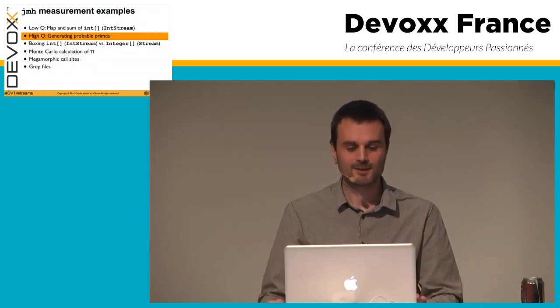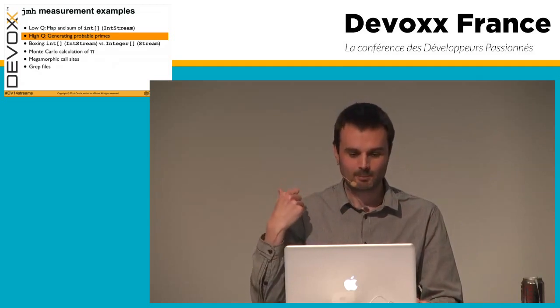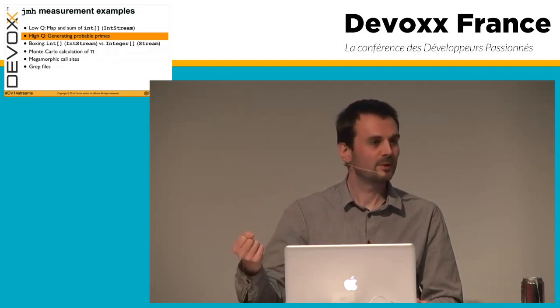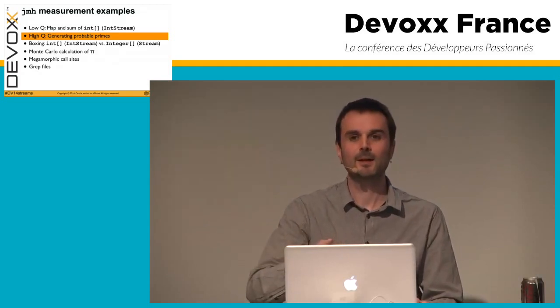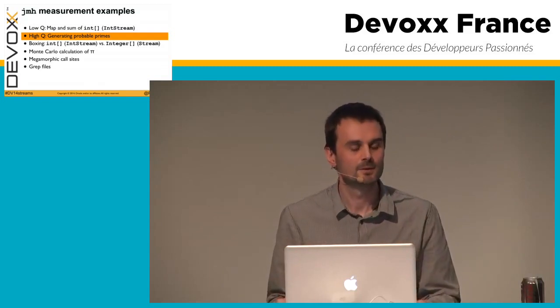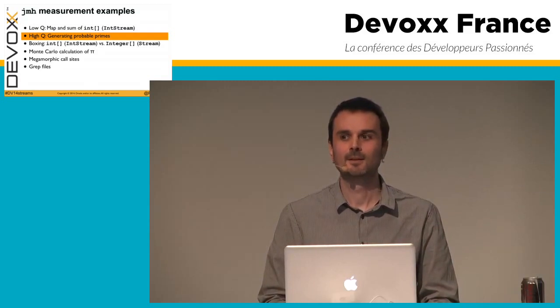Okay, I have 6 minutes left. Which one do you want me to go into? I've got the boxing, Monte Carlo calculation of pi, and probable primes. Probable primes is a high Q, low N problem. It's the inverse of the in-stream one. Any votes? Boxing?